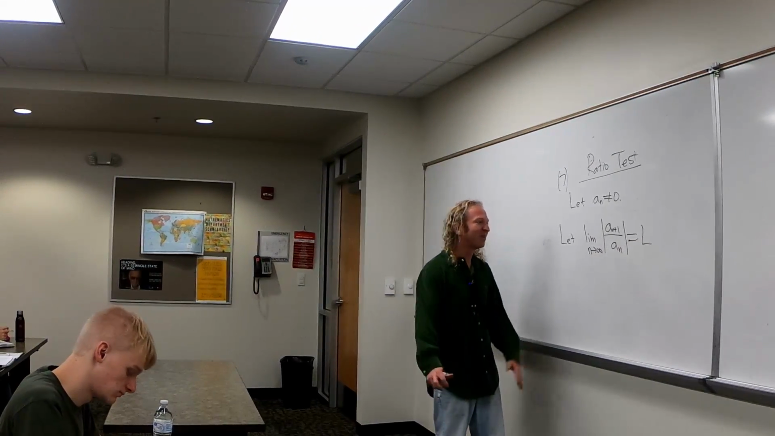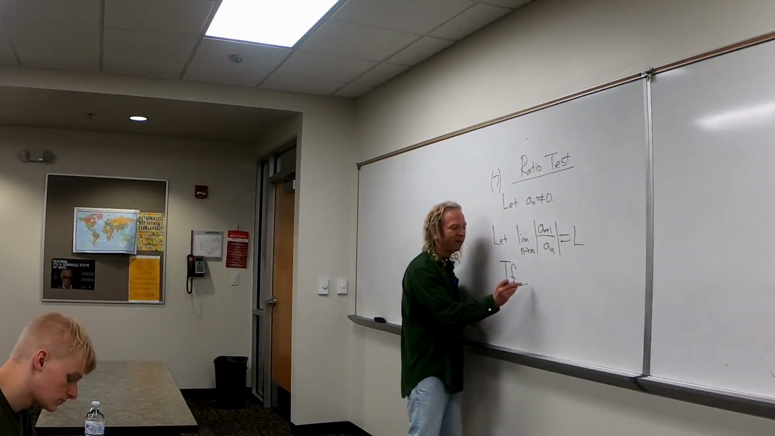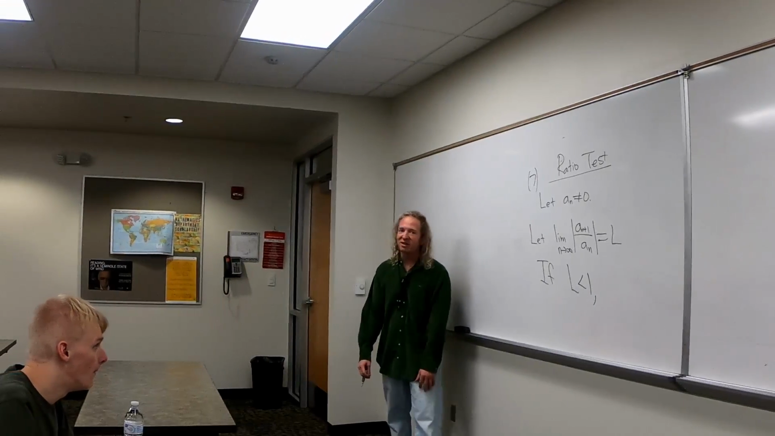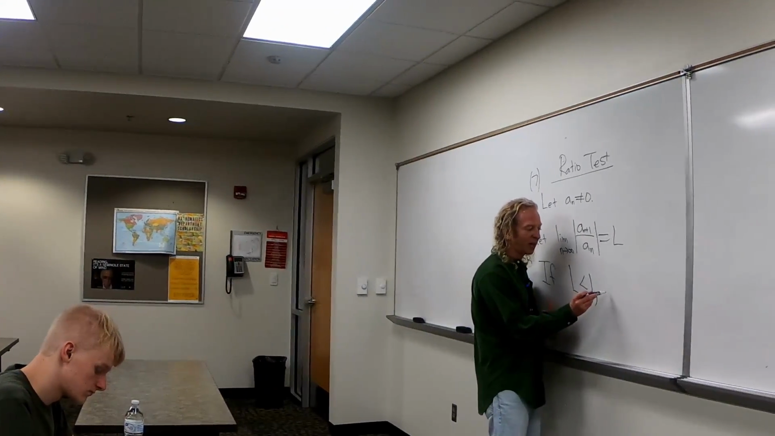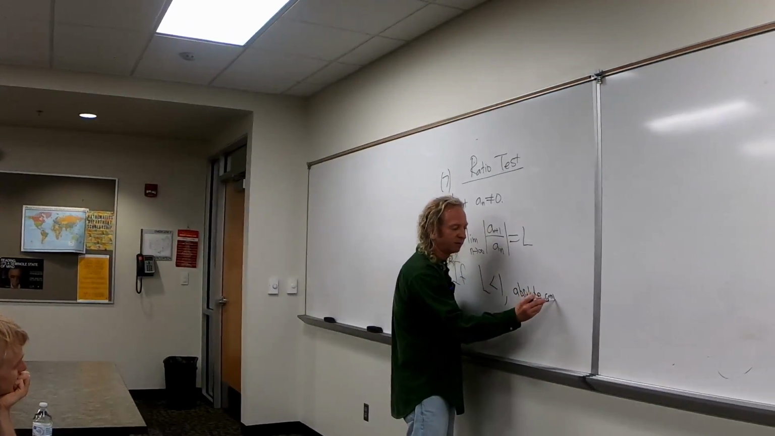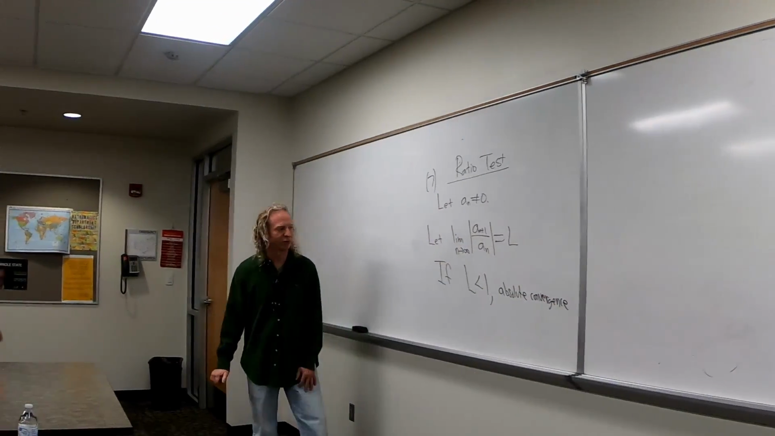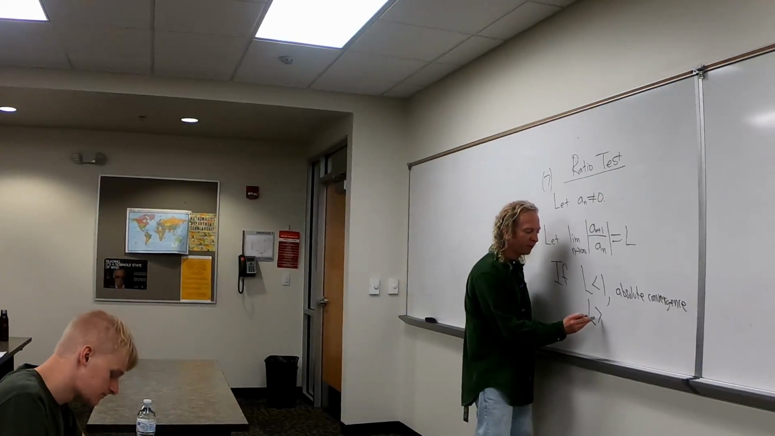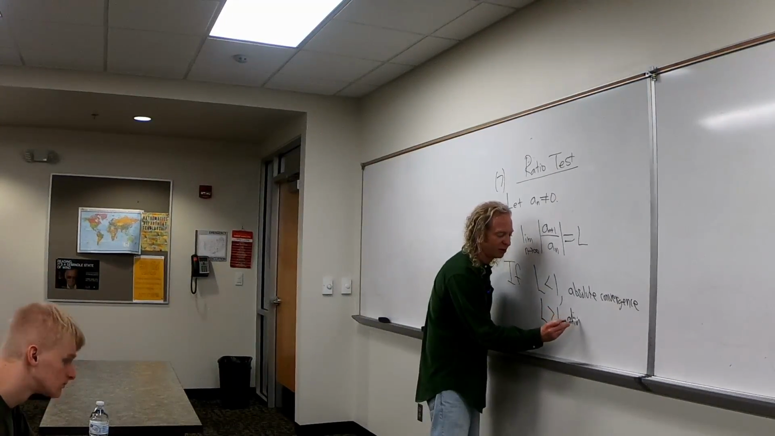And there's 3 cases. The first case says if L is less than 1, then we say the series converges absolutely. So we have what's called absolute convergence. If L is bigger than 1, then we have divergence.